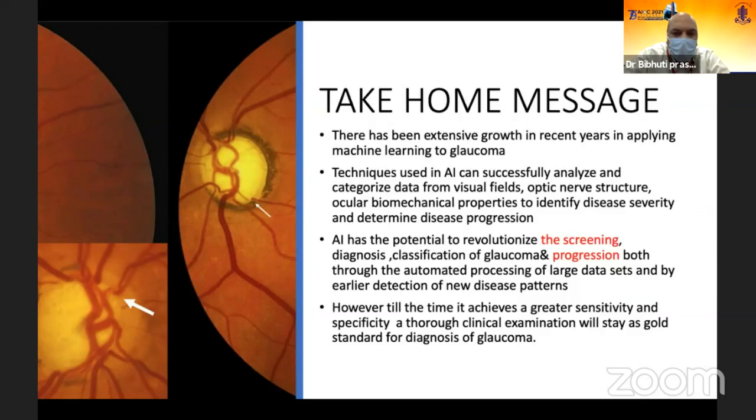Even if we do have artificial intelligence, it will be able to differentiate normal from abnormal, but these abnormal patients will require further evaluation by a thorough clinician who is good at his clinical acumen to identify and treat these patients.